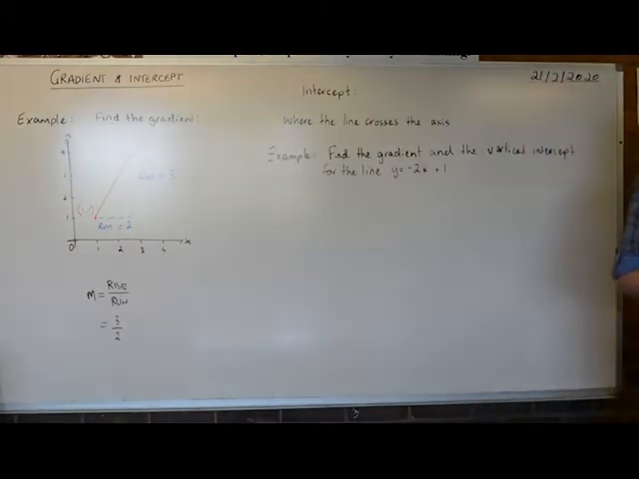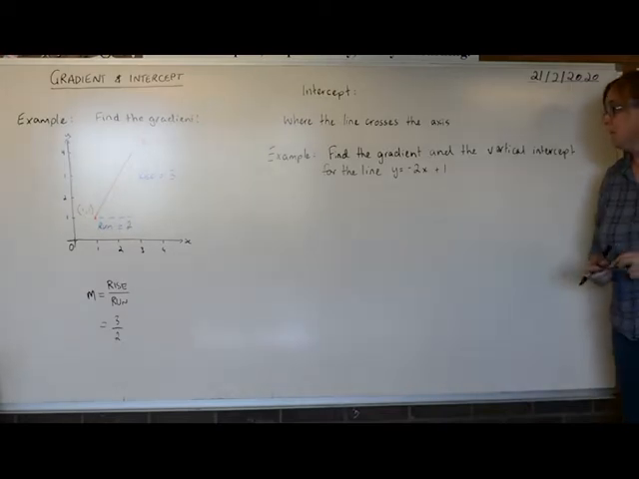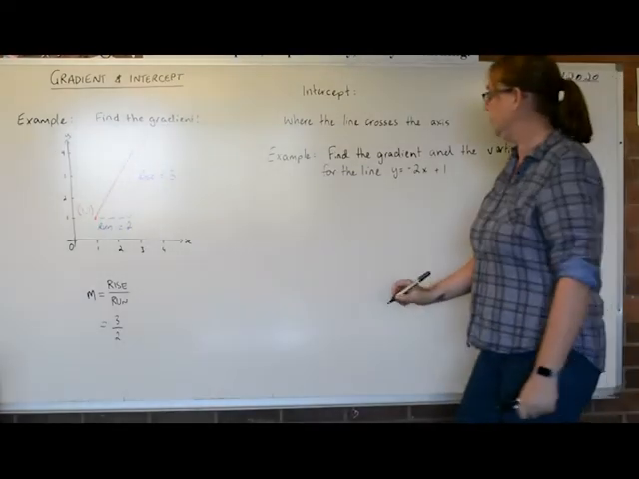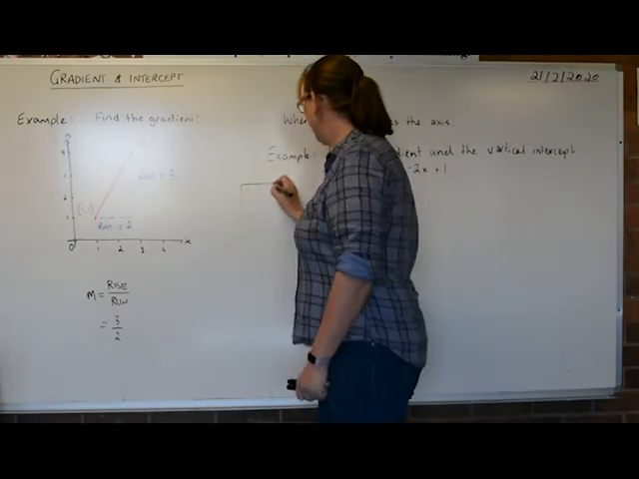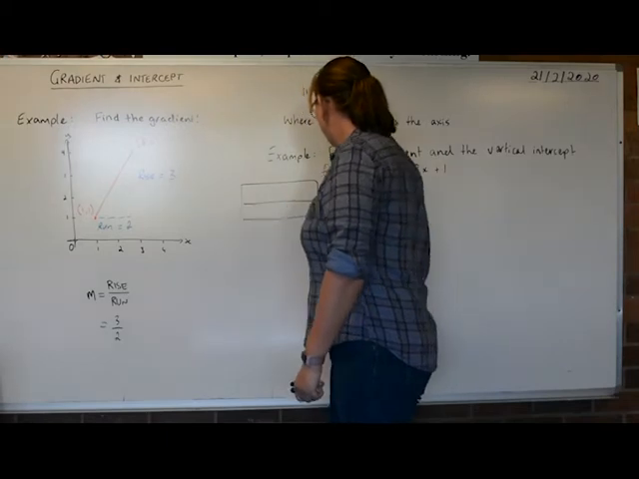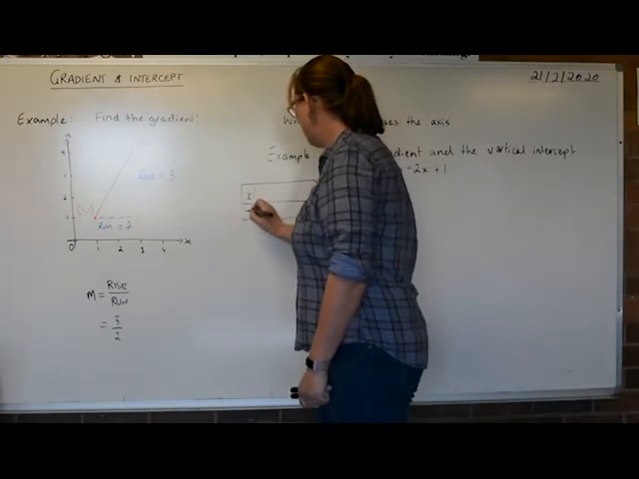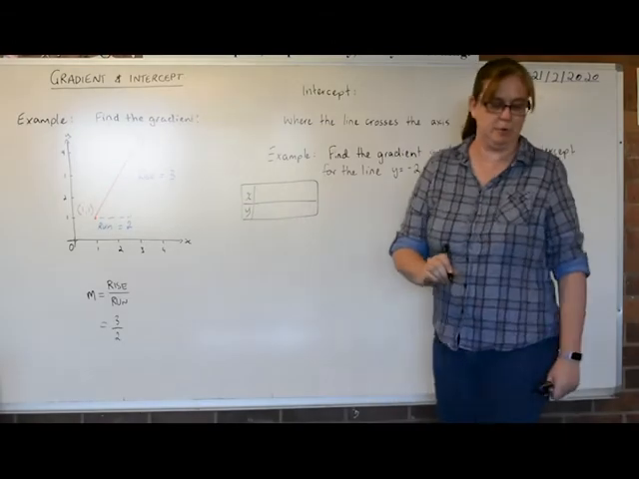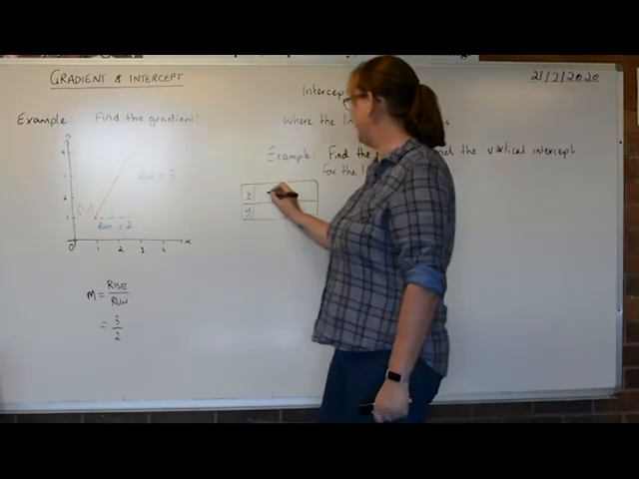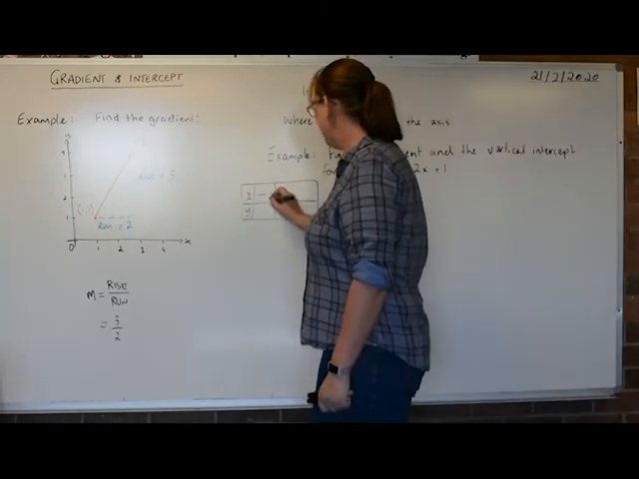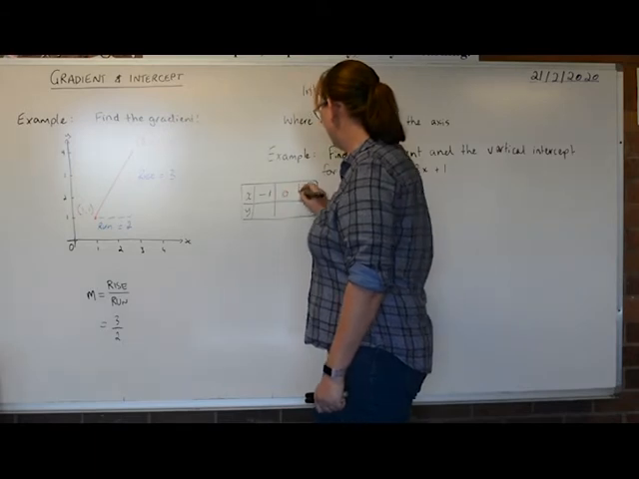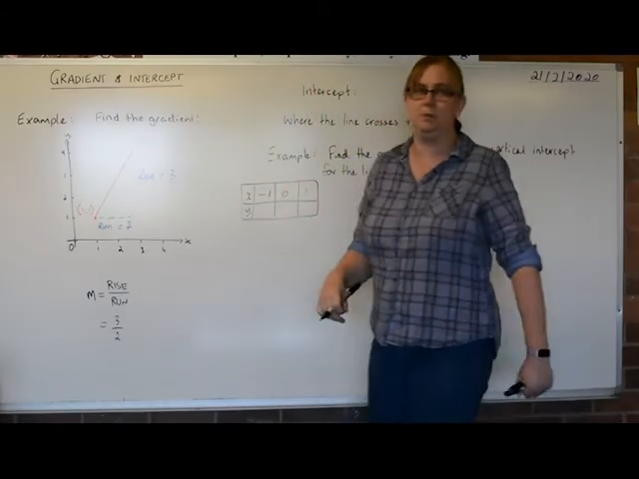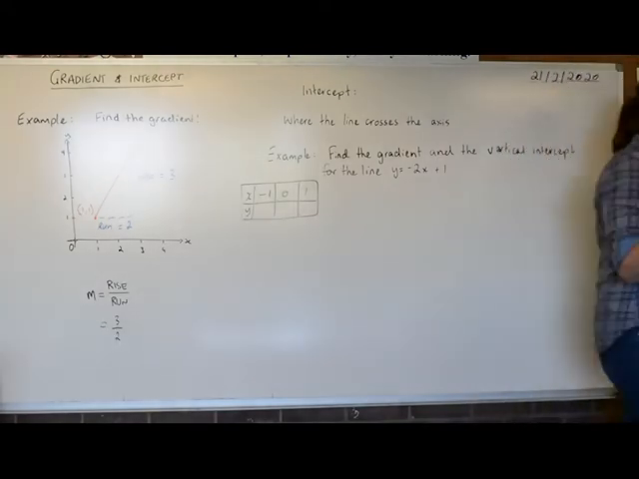There are 2 ways we can approach this question. We can draw up a table of values. We can chuck in a couple of numbers for x. So I'm going to start at -1, then do 0, then do 1. That gets me a pretty nice, neat couple of points to draw a line through.